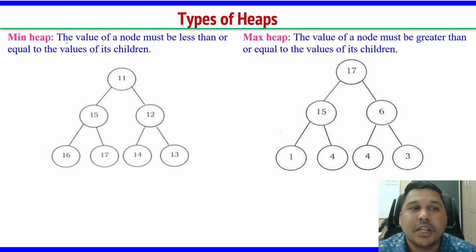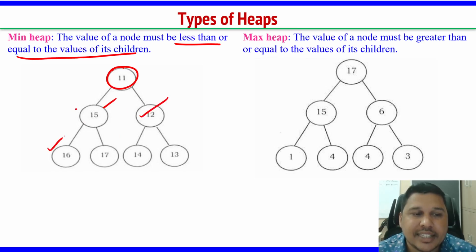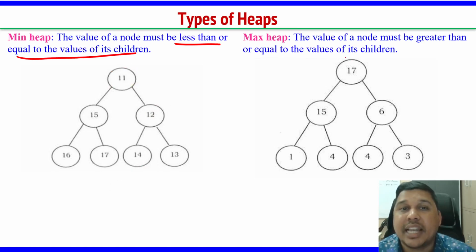What is min heap? The value of a node must be less than or equal to the value of its children. See, 11 is less than 15, 12, 15 is less than 16, 17, 12 is less than 14, 13. So, this is a min heap. It means the smallest element in the tree is at the root, whereas in a max heap the largest element is at the root. It is greater than its children.